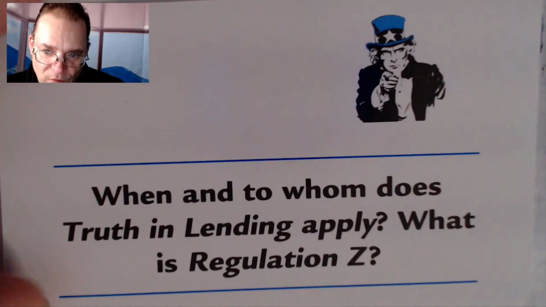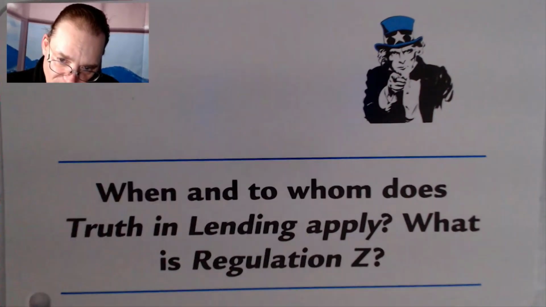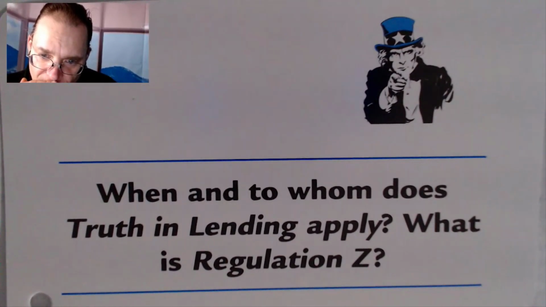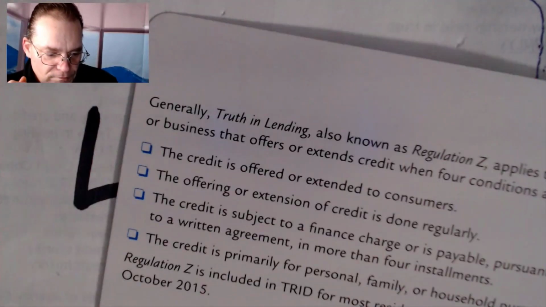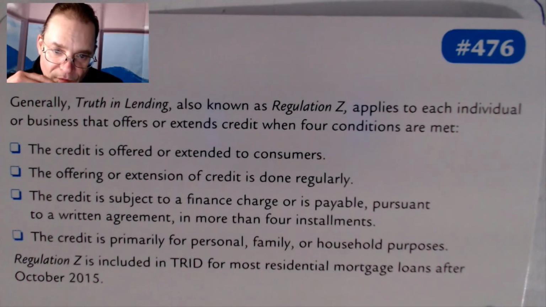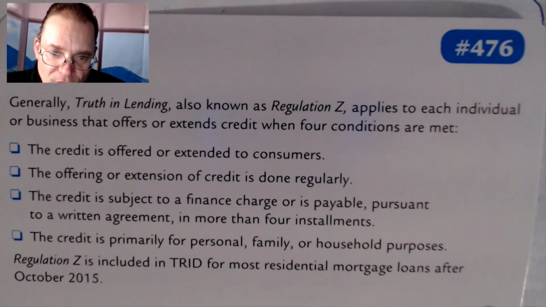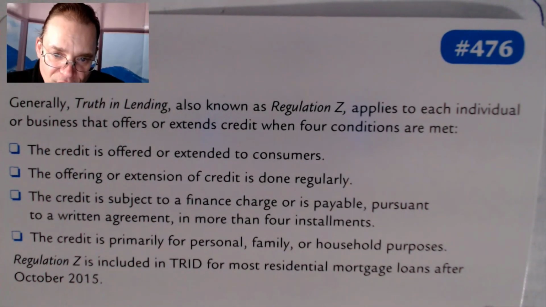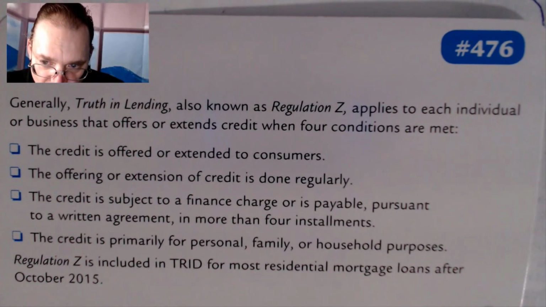Okay, and when and to whom does Truth in Lending apply? What is Regulation Z? Nice explanation here for you. Remember, you can pause this video at any time and take in all this beautiful information. Generally, Truth in Lending, also known as Regulation Z, put those two together because they're a known bit and they're going to be on any test, applies to each individual or business that offers or extends credit when 4 conditions are met.